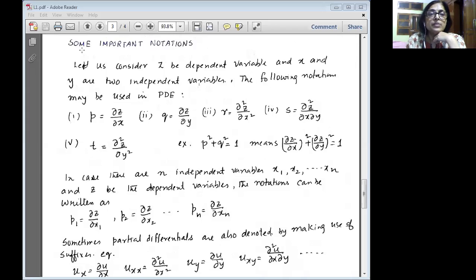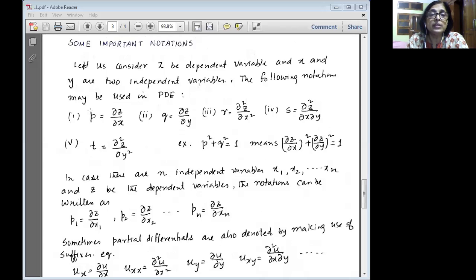First of all, let me give you some notation which we will be using frequently in our partial differential equations, because if we always write del z del x or del z del y, it looks very cumbersome. For a longer differential equation, it will be very difficult to write this kind of notation all the time. So we simplify the notation, and it will be used later whenever we come across any kind of partial differential equation.